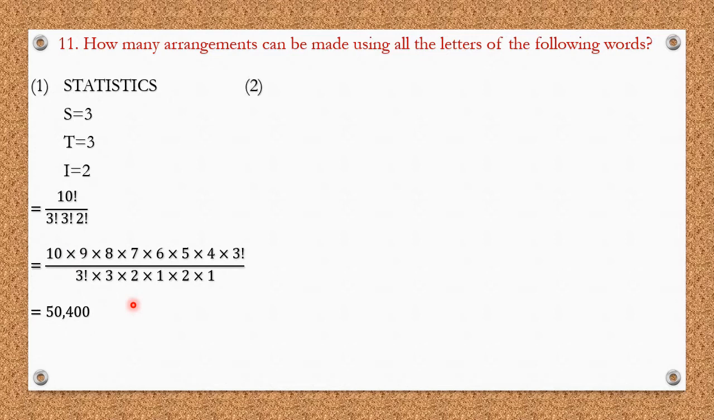Similarly, I have the word here bookkeeper. Once again, I have to make a list of characters which have been repeated. O has been repeated twice, K twice, and E thrice. As you calculate the number of characters here, you get 10 characters and it will be divided by 3 factorial, 2 factorial, and 2 factorial.